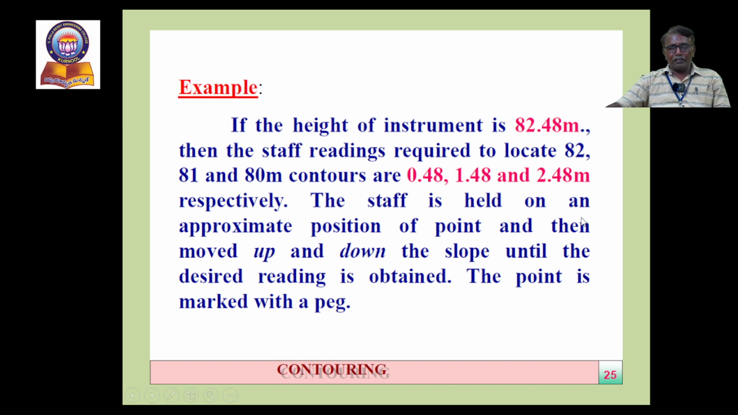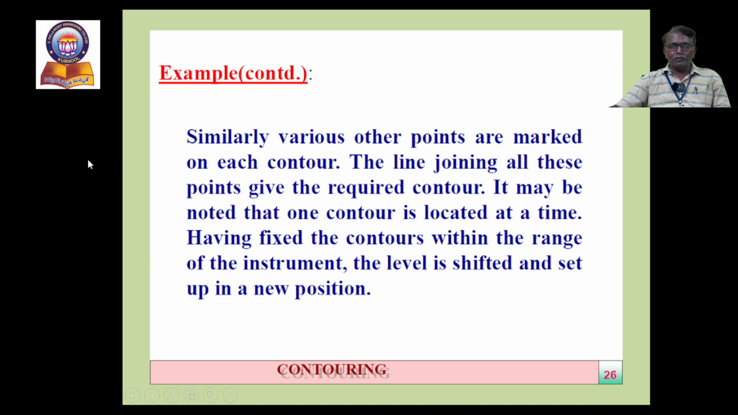The staff is held at any approximate position of a point and then moved up and down the slope until the desired reading is obtained. The point is marked with a peg. Similarly, various points are marked on each contour. The line joining all these points gives the required contour. It may be noted that one contour is located at a time.